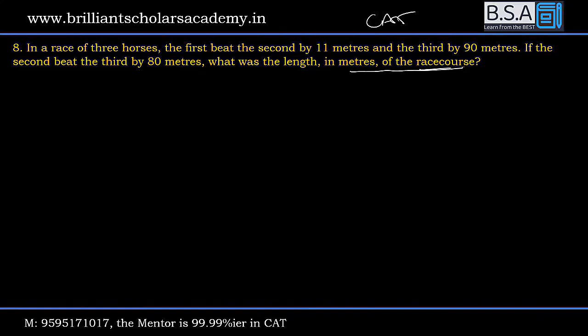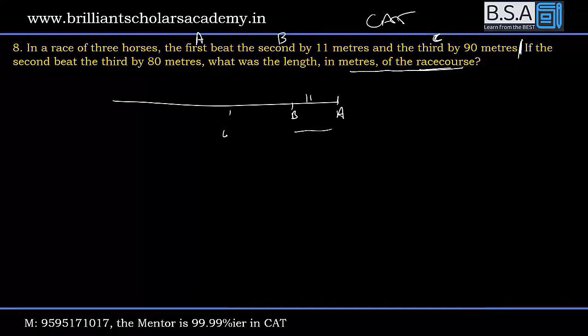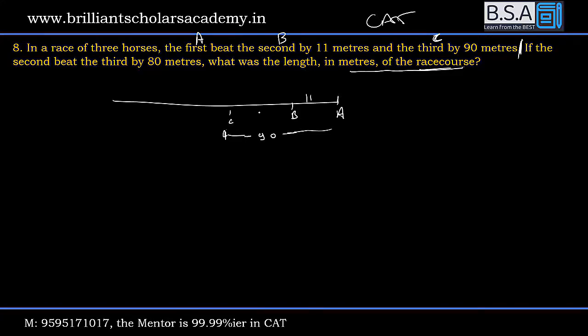I will suggest you use the third method. That is the best method available. See, I'm naming these horses A, B, C. First horse is A, second horse is B, and third horse is C. Up to this point, what do I know? A has finished the race. B is 11 meters behind. And the third horse, C, is how much behind? 90 meters behind. So what is the gap between third and second? 79 meters.